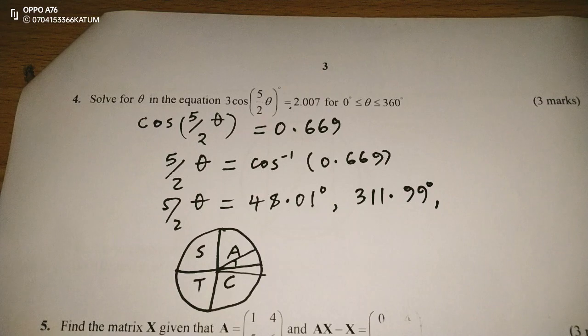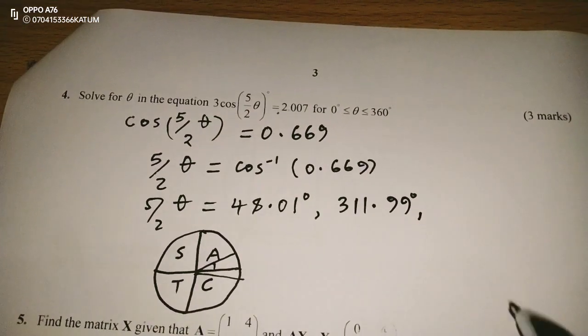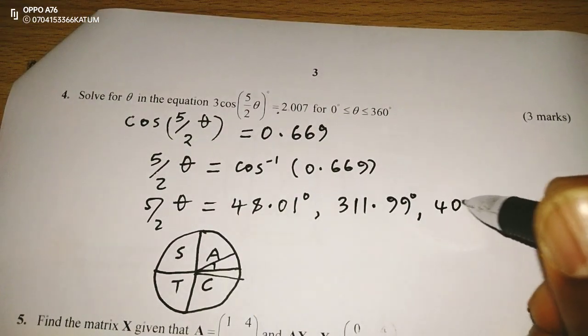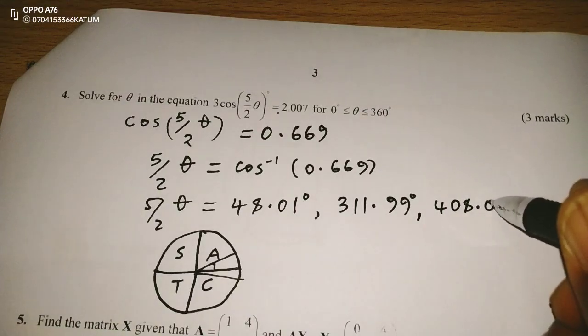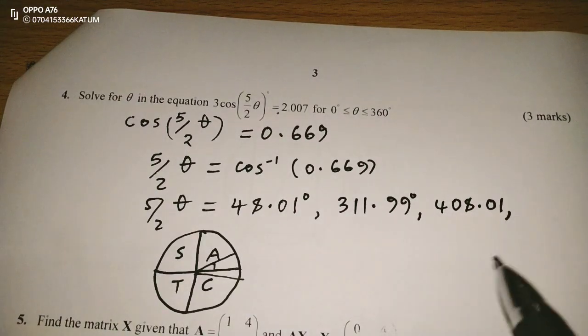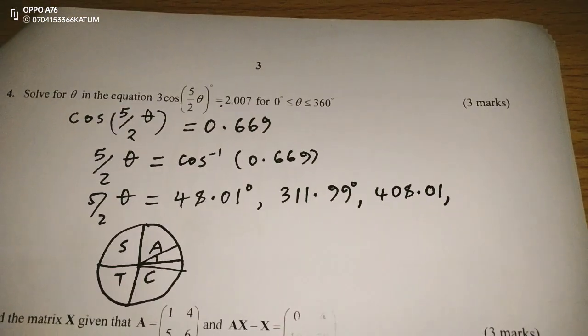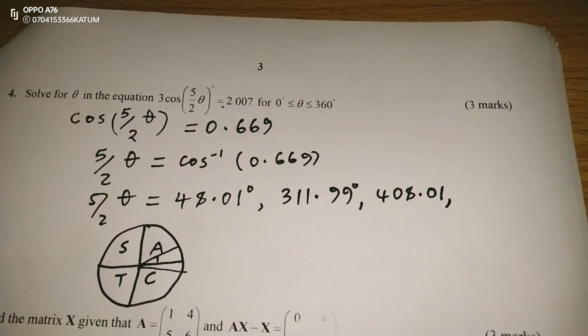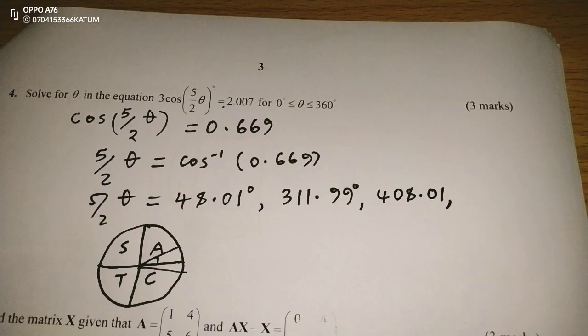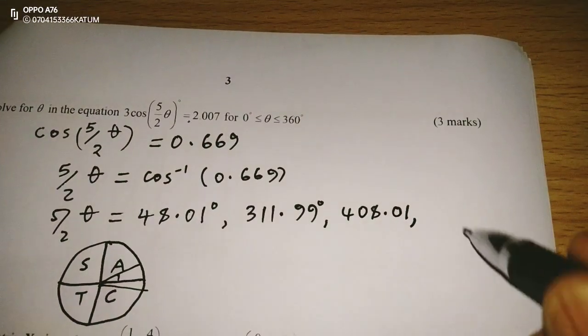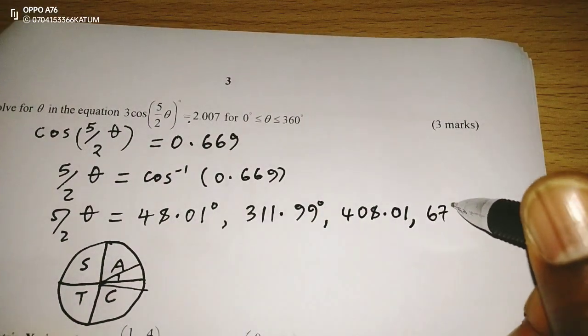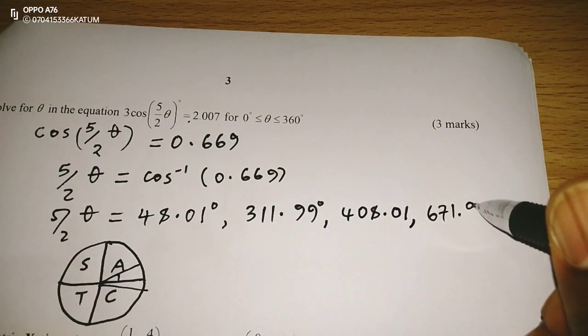In case we make another cycle, 48.01 now will become, when we add 360, 408.01. In case we make another cycle, 311.99 will become, when we also add 360, 671.99.